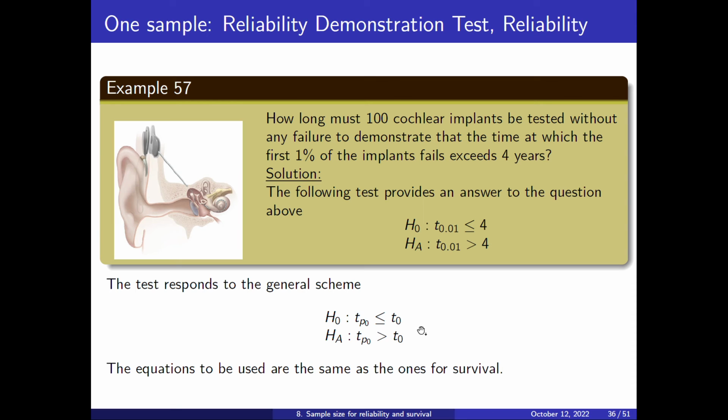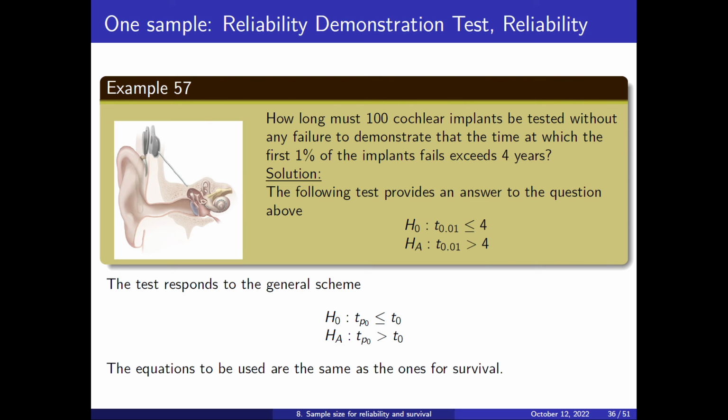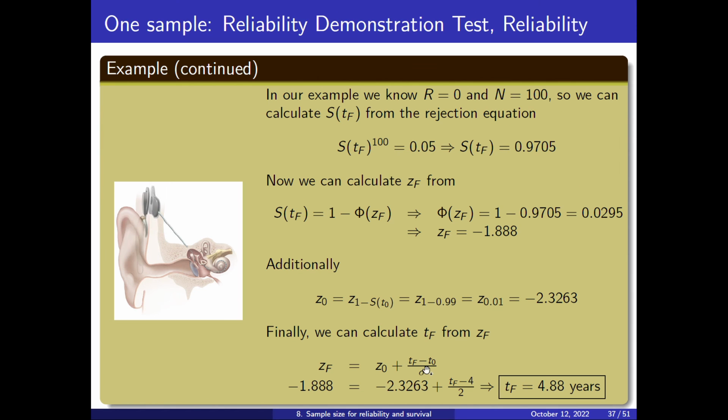Okay, so this is the scheme of our hypothesis test. We want to show that the time to reach a given percentage is larger than something, and the null is the opposite. And we can use the same equations as we had in the case above. So let's say that we have R equals 0, so we don't accept any broken device.